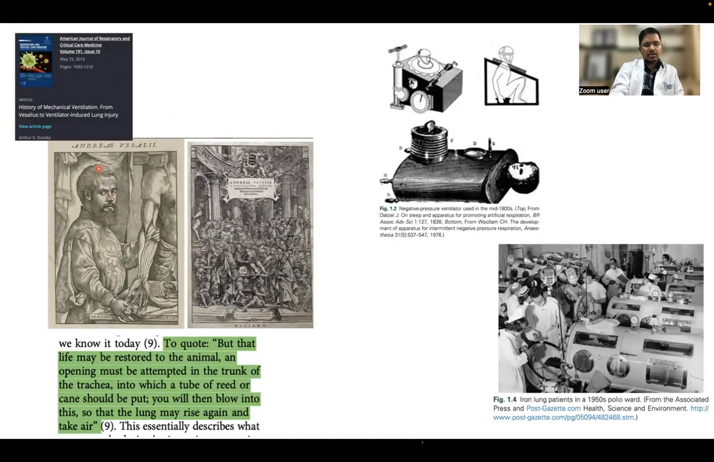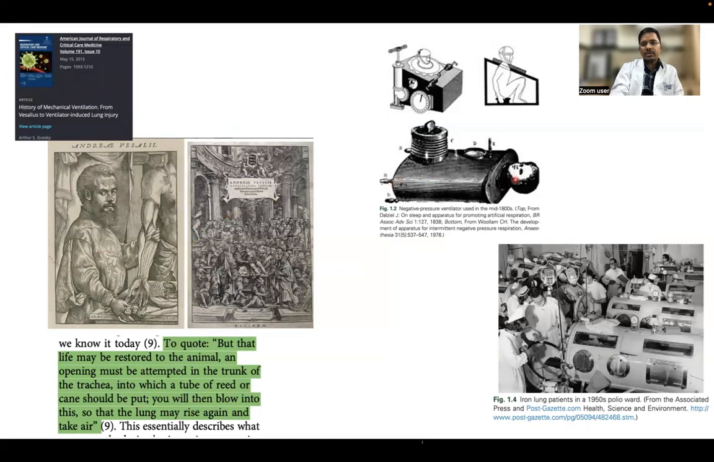This is the man whose name is Andreas Vesalius from Belgium. In the 1600s, he first described how a patient could be ventilated. He was an anatomy professor at the age of 23 years. He said that if you put a tube inside the trachea and inflate the lung, blowing into it, then the lung rises. That's how the first concept of ventilation started.